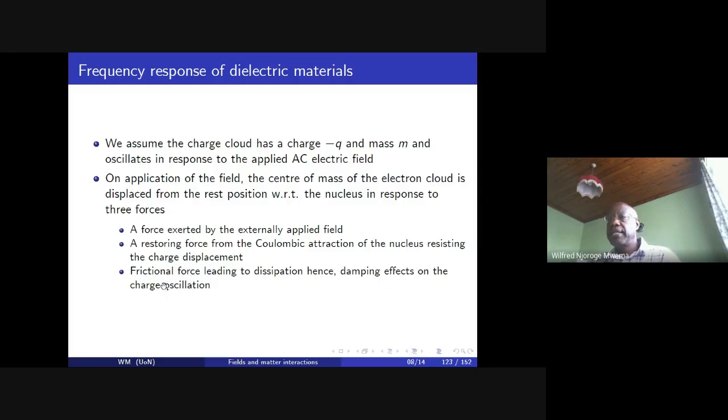And two, and three, there will be frictional forces if the particle is actually physically flipping, following the applied field. There will be damping effects due to friction or something like that. So we have some damping effects to the charge oscillation.